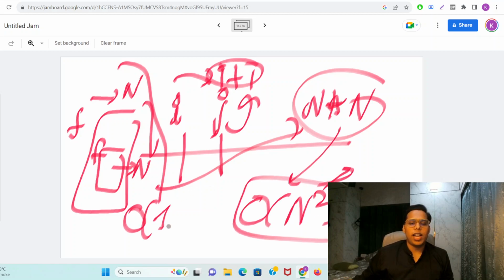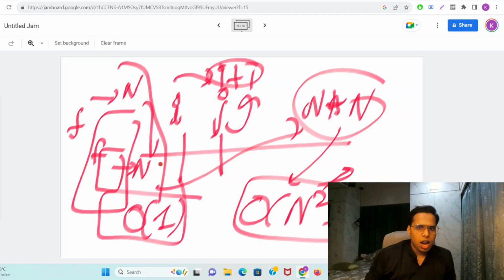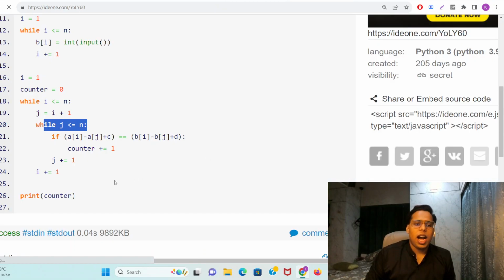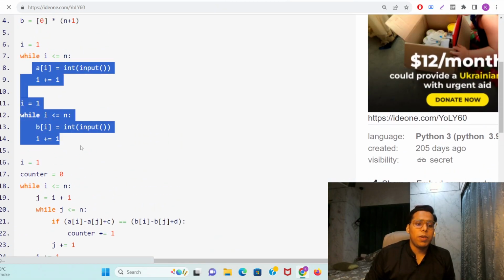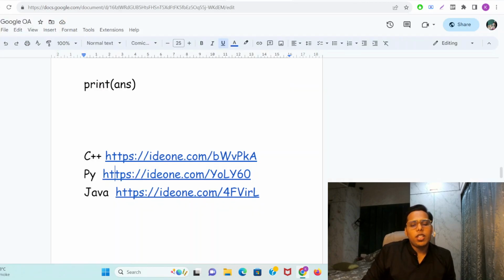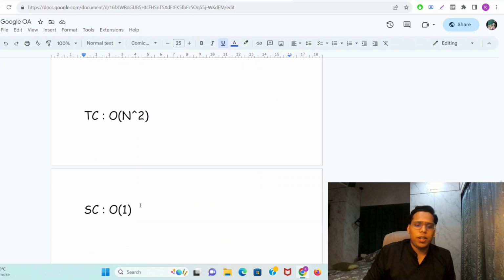Space complexity O of 1, I am not using any extra space. Apart from the two arrays, array A and array B, but they are already given in the question, so we are not counting them as space. So we are just using constant space at this point, okay?